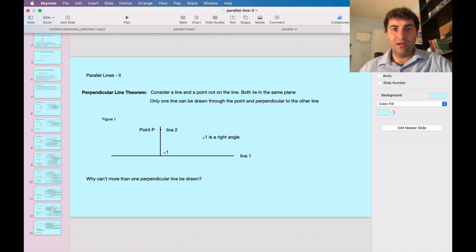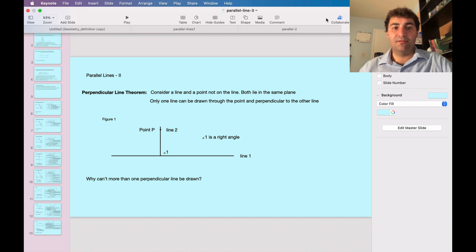Today I want to go over parallel lines in more depth than I did in my last video. So let's jump right in. Let's start off with the perpendicular line theorem, which will be used to prove some properties about parallel lines.